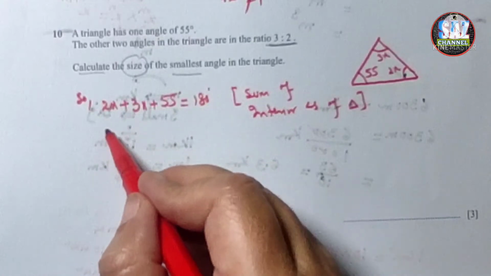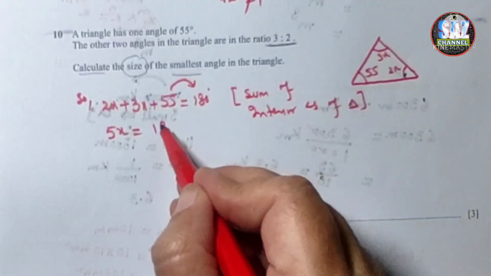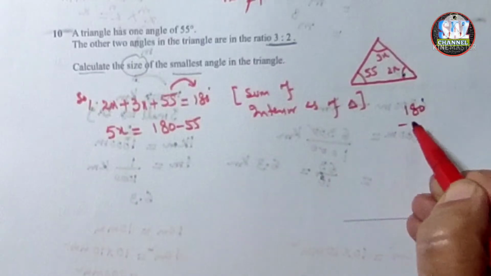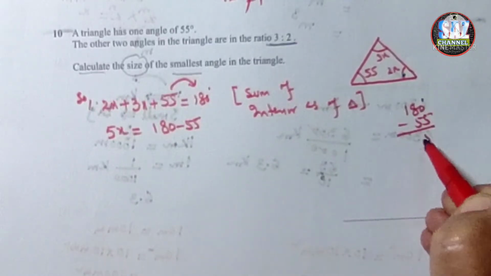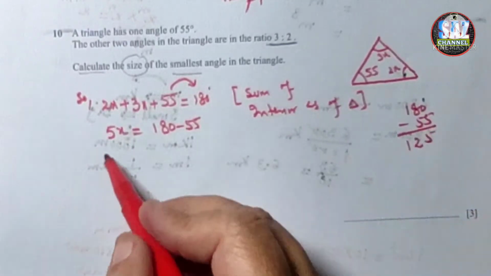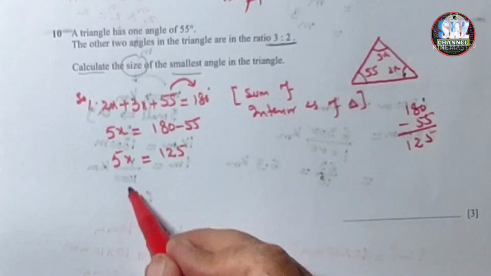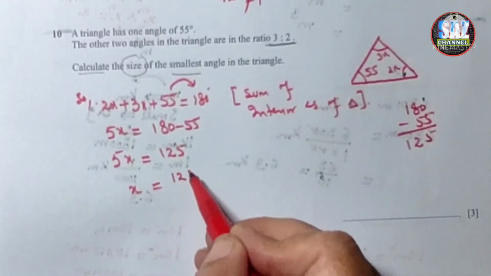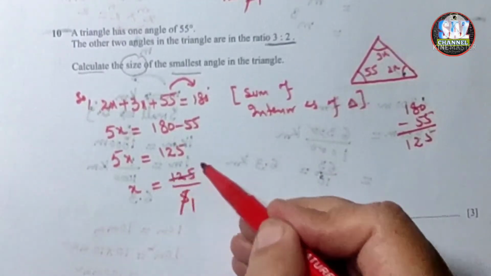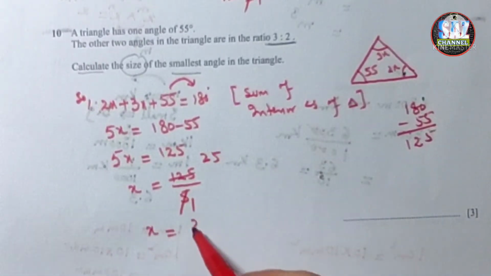This will give me 5x equals 180 minus 55. 10 minus 5 is 5, and here I'm left with 7 minus 5 is 2, so 125. 5x equals 125, and x equals 125 by 5. Table of 5: 5 ones are 5, 5 twos are 10, and 5 fives are 25. The value of x is 25.